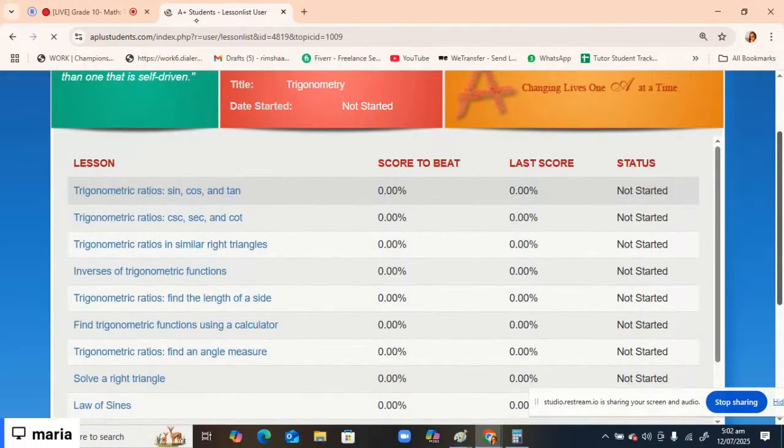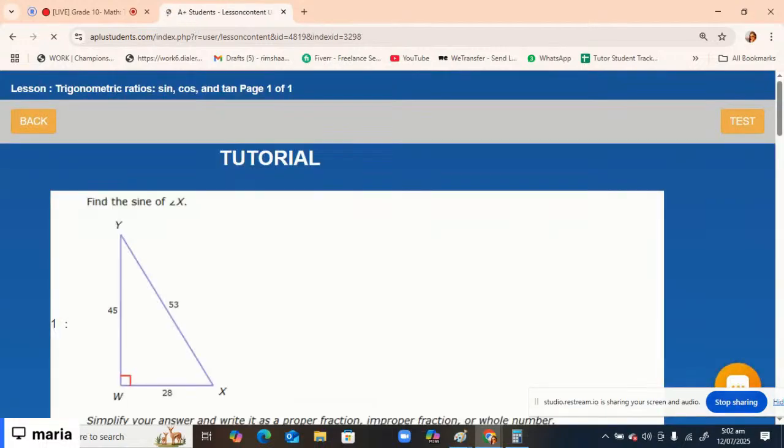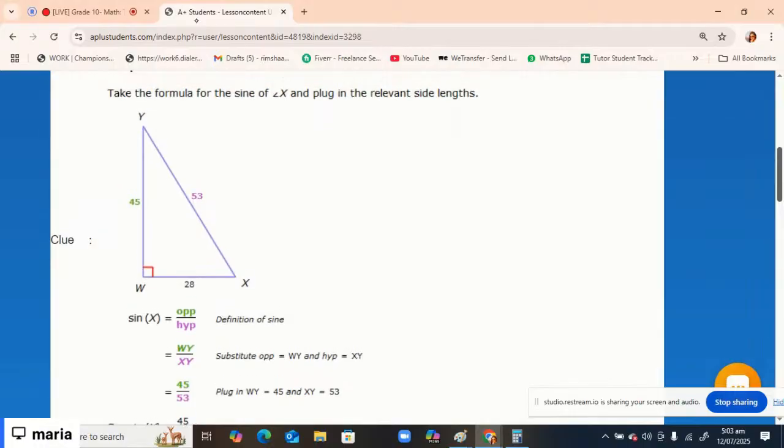Let's start the first lesson, which is trigonometric ratios, sine, cos and tan. Find the sine of angle x. If we have this triangle, then let's see how to find the sine of this angle. Let's do it.